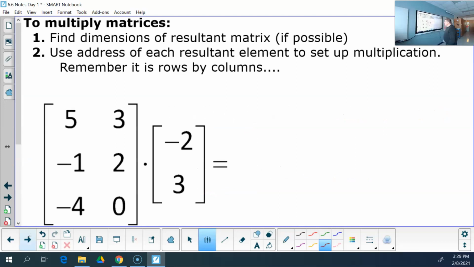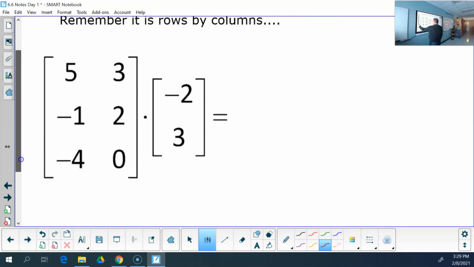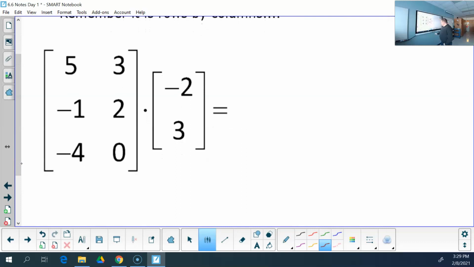To multiply matrices, it's very simple. We'll go over more of this on Wednesday. I just want to give you a preview of what's going to happen on Wednesday. So this might be what the problem looks like. We would have to come in here and say, okay, we've got 1, 2, 3 rows, so this is a 3 by 2 matrix, with 2 columns. This is a 2 rows by 1 column matrix.